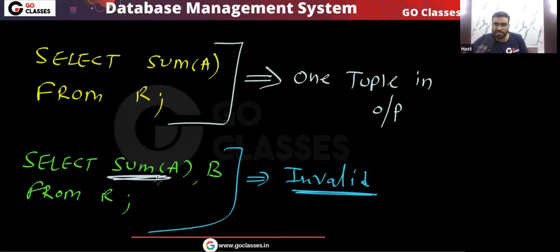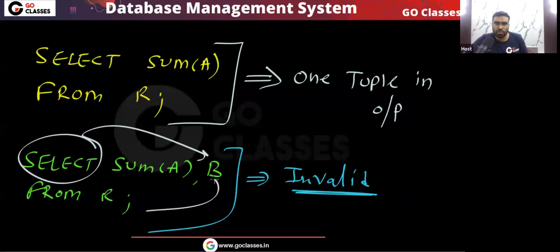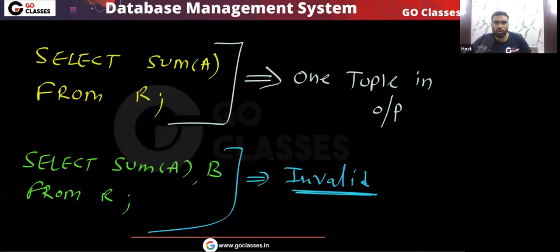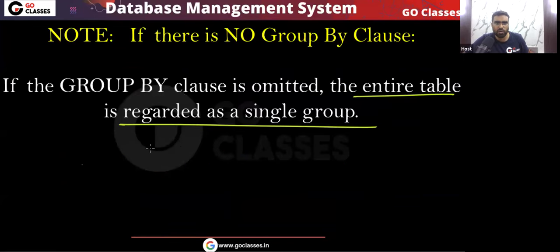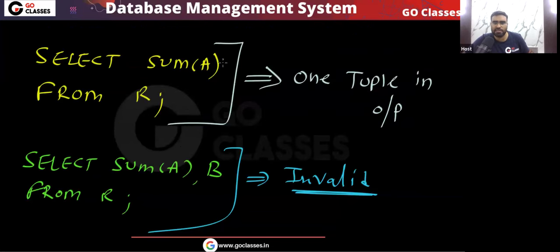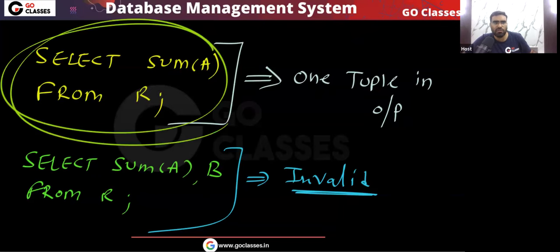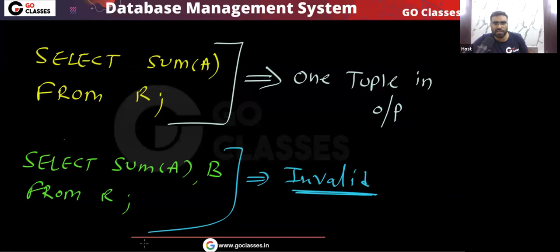Aggregation is fine. This aggregated attribute is fine. But in the select clause, you have this, so this must come from group by. There is no group by, so this should not come. Anyway, this is invalid. Very simple point, don't think too much. If there is no group by clause, then the entire table is regarded as a single group. That's it. So for this query, one tuple in the output, and this query is invalid.